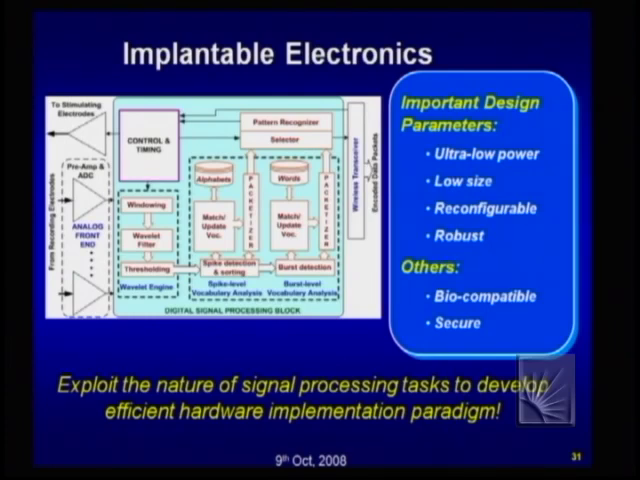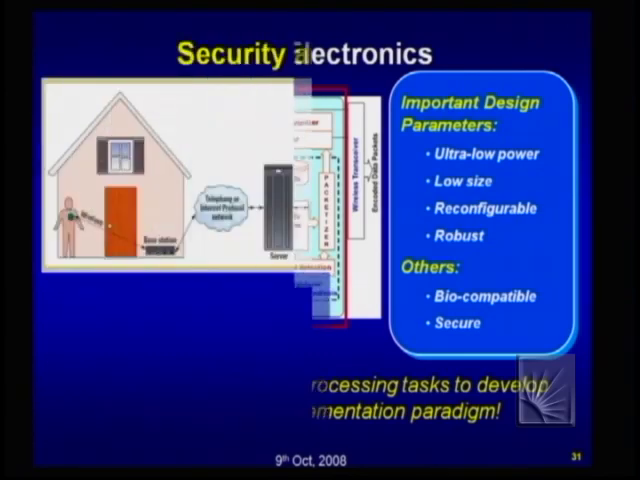Hardware reconfigurability is important to adapt to individual nervous systems or to changing conditions of the patient, and it has to be robust. The other features are biocompatibility and security. By the way, this is an emerging requirement, and I will talk about that shortly in the next slide. And the overall idea of the hardware implementation is to exploit the nature of signal processing to develop an efficient hardware implementation paradigm. So, can we exploit the nature of the algorithm to implement efficient hardware? That is the key question here.